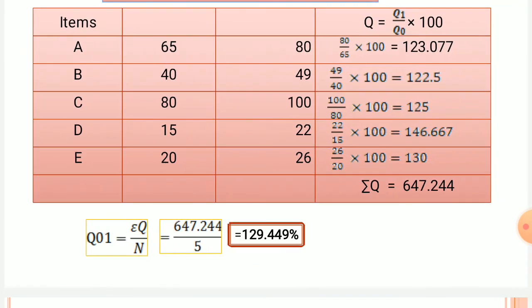Now substituting the value in the formula, Q01 is equal to sigma Q by n, where sum of Q equals 647.244 by number of items here 5. When dividing 647.244 by 5, then we get 129.449%.